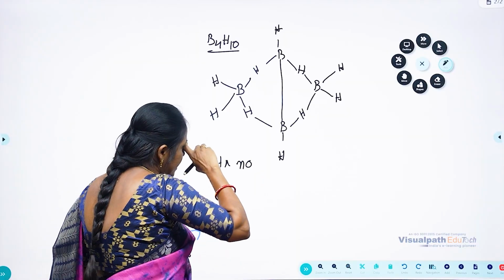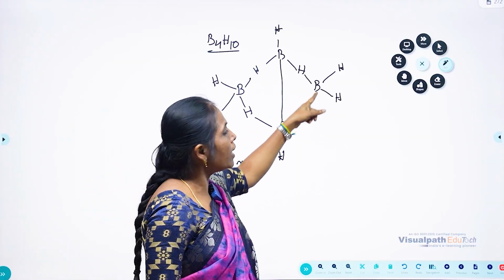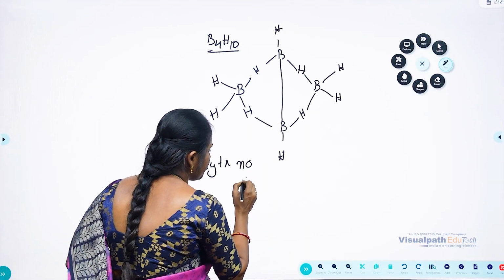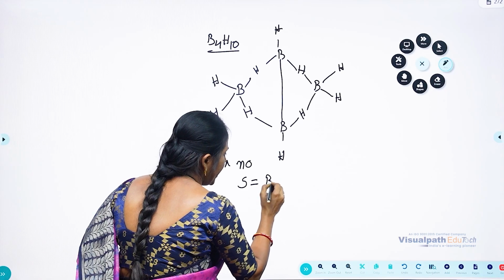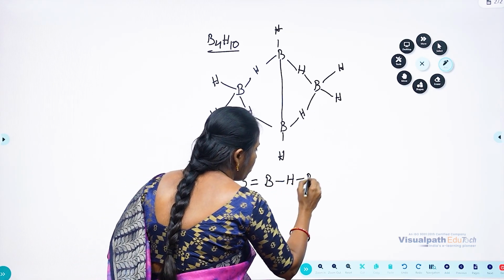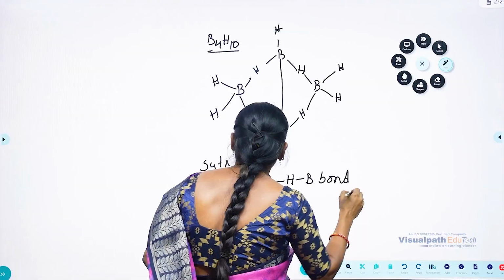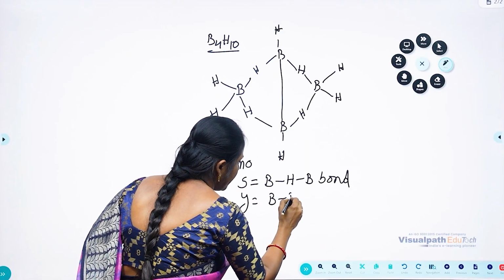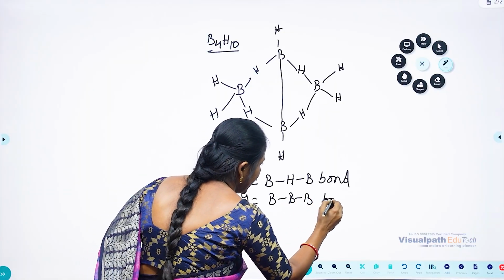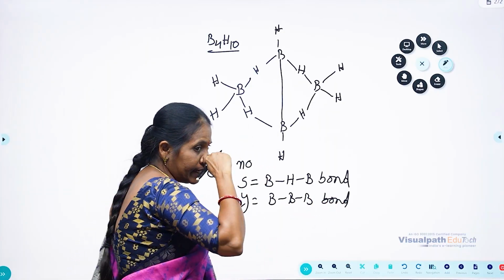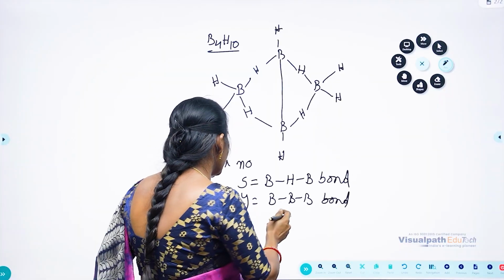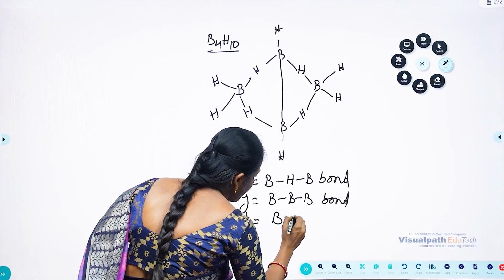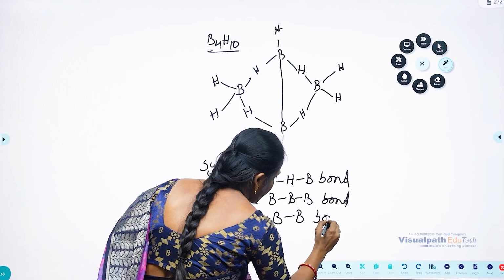Syntax number. The syntax number is explained based on the bonds present in that molecule. Here S stands for BHB bond. And here Y stands for BBB bond, meaning 3 boron atoms are directly linked. T means it is with 2 boron atoms linkage, that is a BB bond.